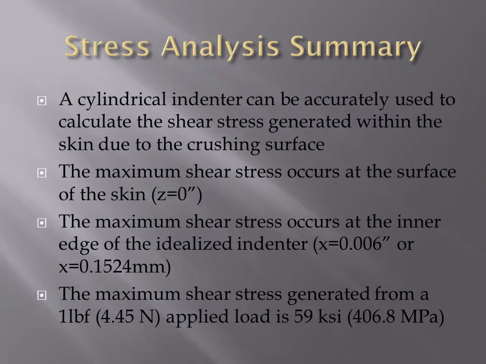In summary, due to the crushing surface's unique geometry, it can be idealized as a cylindrical indenter in order to determine the shear stress distribution analytically. The maximum shear stress in the z direction occurs at the surface of the skin. Additionally, the maximum shear stress in the x direction occurs at the edge of the indenter, 6/1000th of an inch from the center. Finally, the maximum shear stress generated from an applied load of 1 pound force is 59 kips per square inch, or 406.8 megapascals.